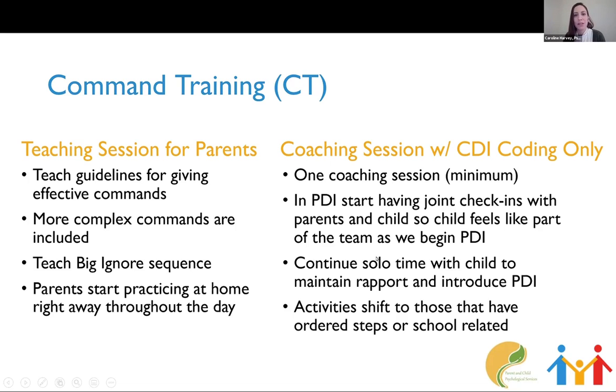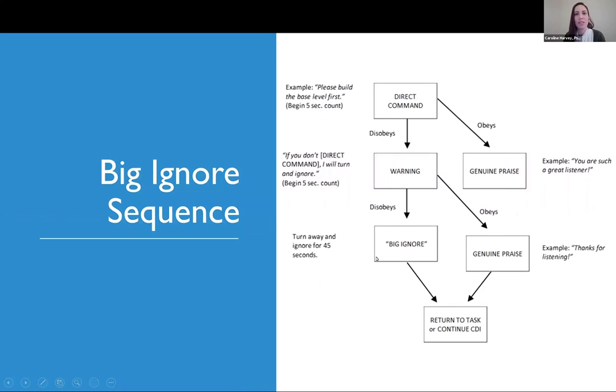Okay, so let's move on over to what the sequence looks like. We're always going to start with a direct command. So the example here, please build the base level first. This would be maybe with a step-by-step Lego set that we were speaking of. Same warning: if you don't obey the command, I will turn and ignore. So in this situation, the consequence is a big ignore.